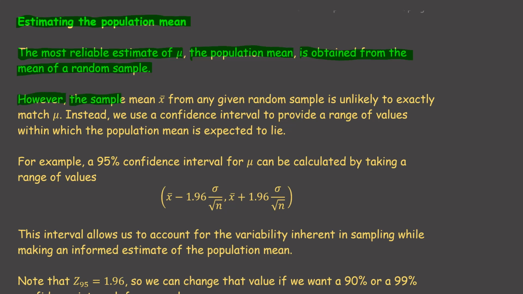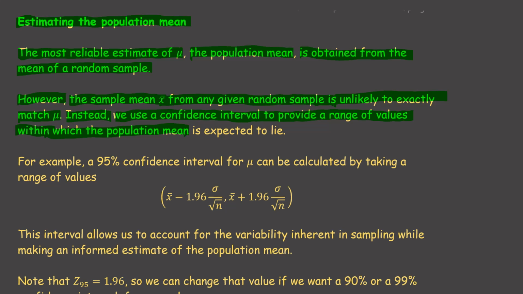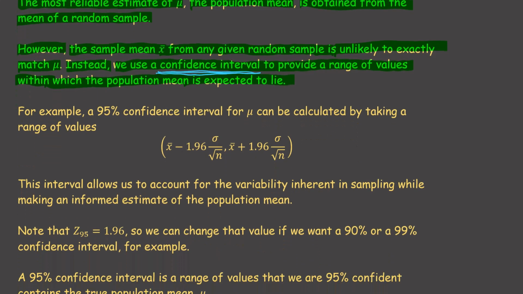However, the sample mean x bar from any given random sample is unlikely to exactly match mu, and that's what I was just saying. Instead, we use a confidence interval to provide a range of values within which the population mean is expected to lie. So this is an important term, confidence interval, and you are almost certainly going to be asked to calculate confidence intervals in your test and probably in both exams coming up.